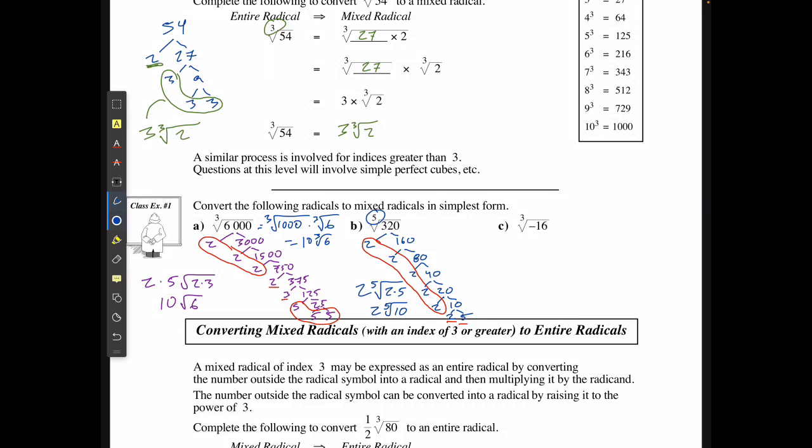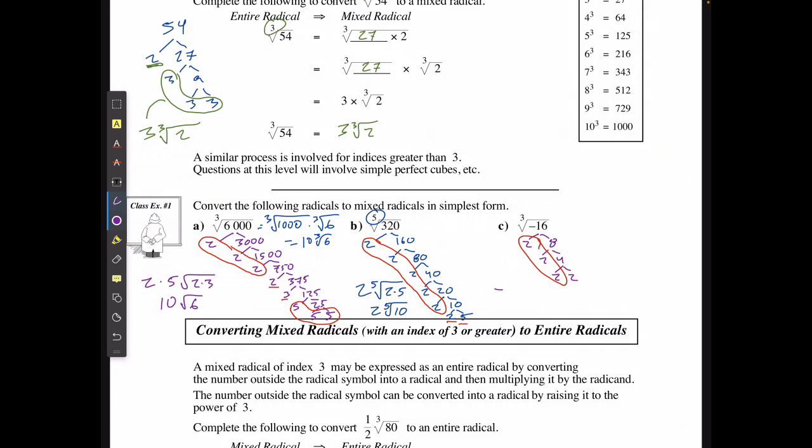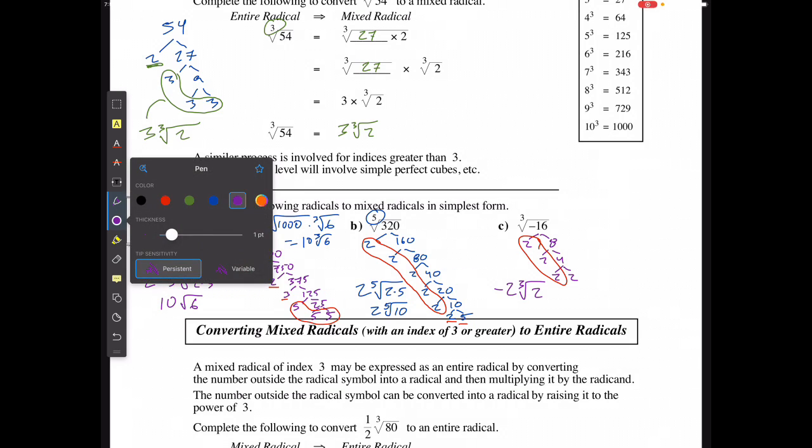If I am doing the same thing with the cube root of negative 16, if I have a negative and an odd index, I can just move that negative out. So all I really care about is the 16. So I have 2 and 8, 2 and 4, 2 and 2. Here's my 3 2's. And I'm going to move the negative out. I'm going to move one of those 2's out, and I still have the other 2 that has to be left inside.